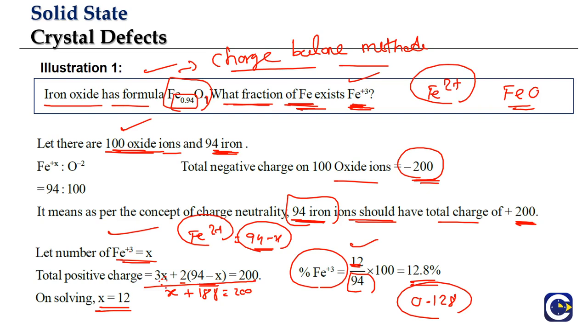From the charge balance we will know the count of these atoms. Then usually they'll be asking what fraction is this type of ion or that type of ion. We'll find the fraction by number of Fe3+ ions divided by total number of iron atoms, 94, into 100. This gives us 12.8%. In terms of fraction, we'll call it 0.128. So these are the kind of questions that we can expect on the metal deficiency defect, and this is broadly what we need to cover in terms of the crystal defects.